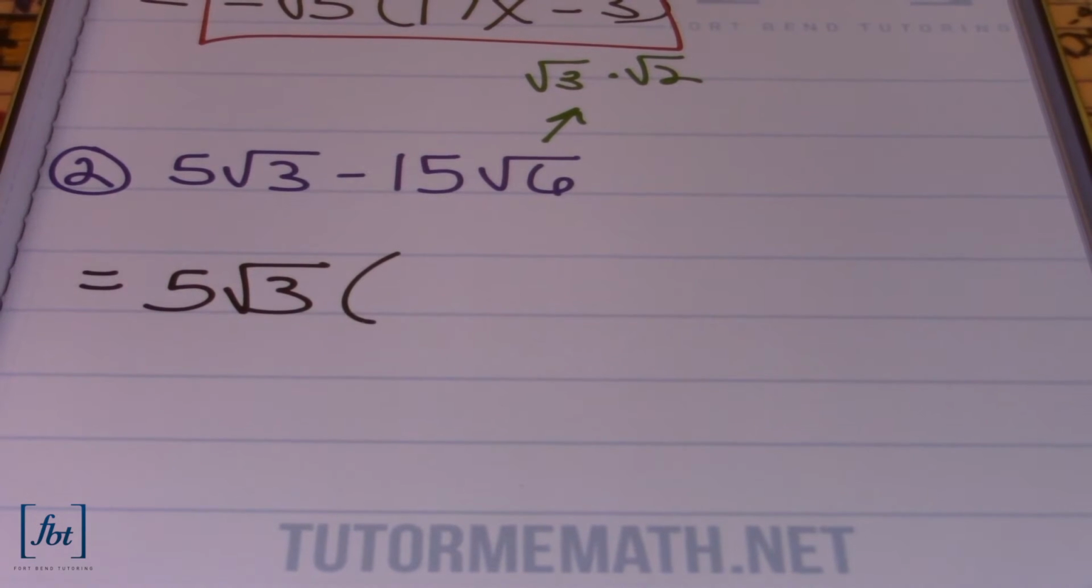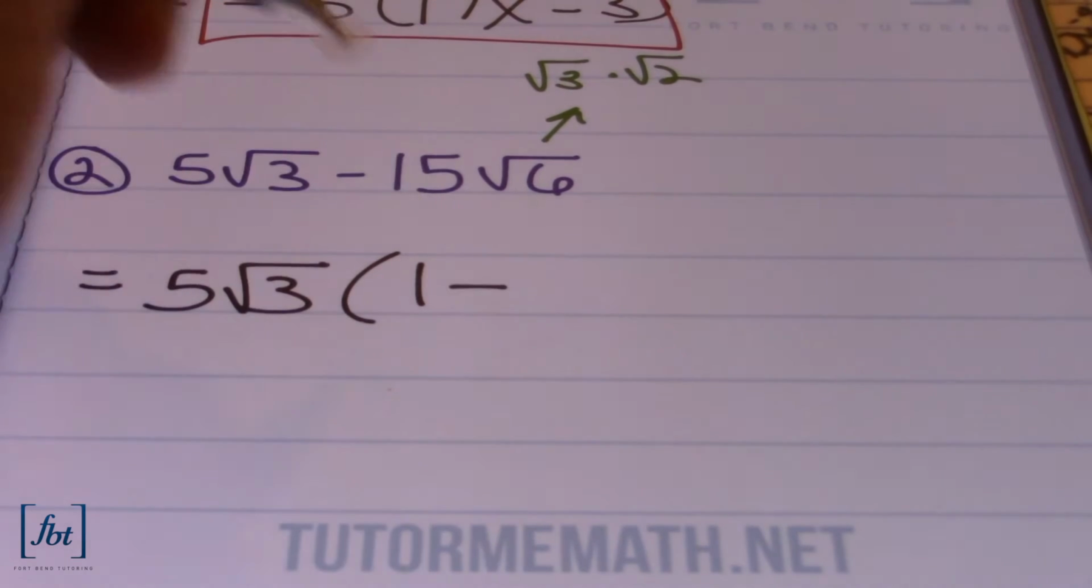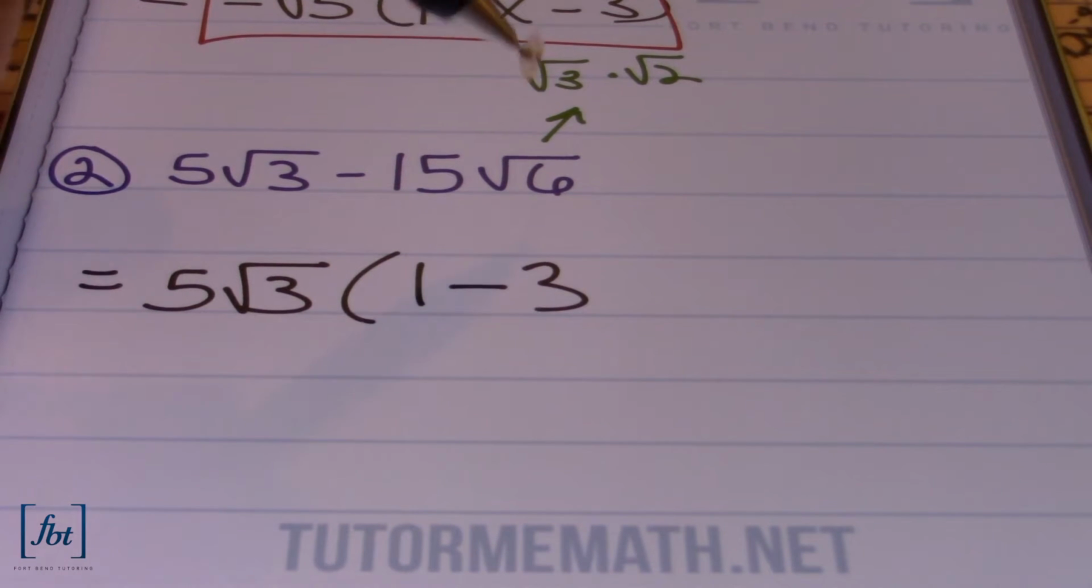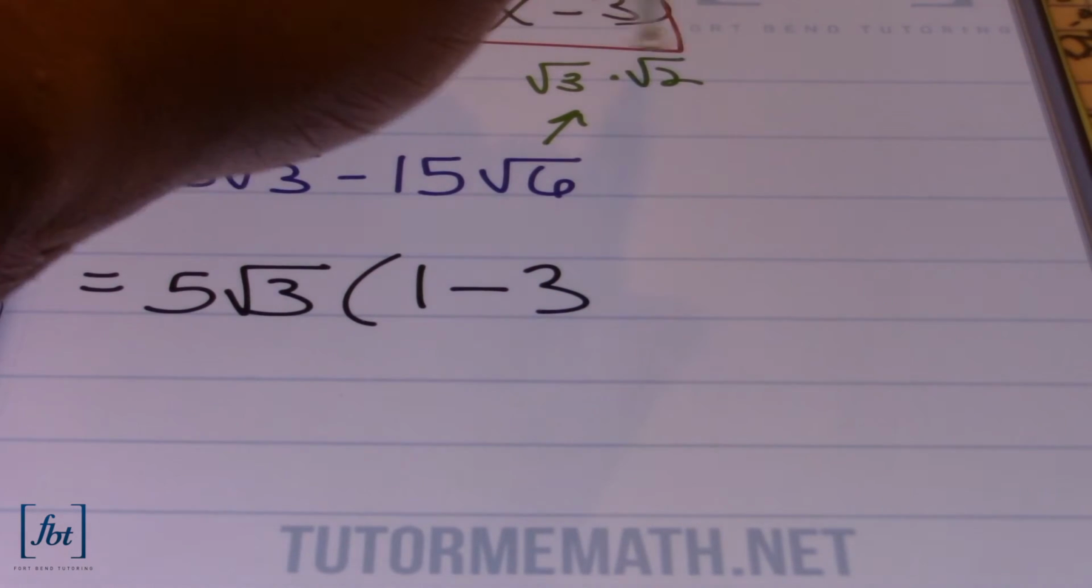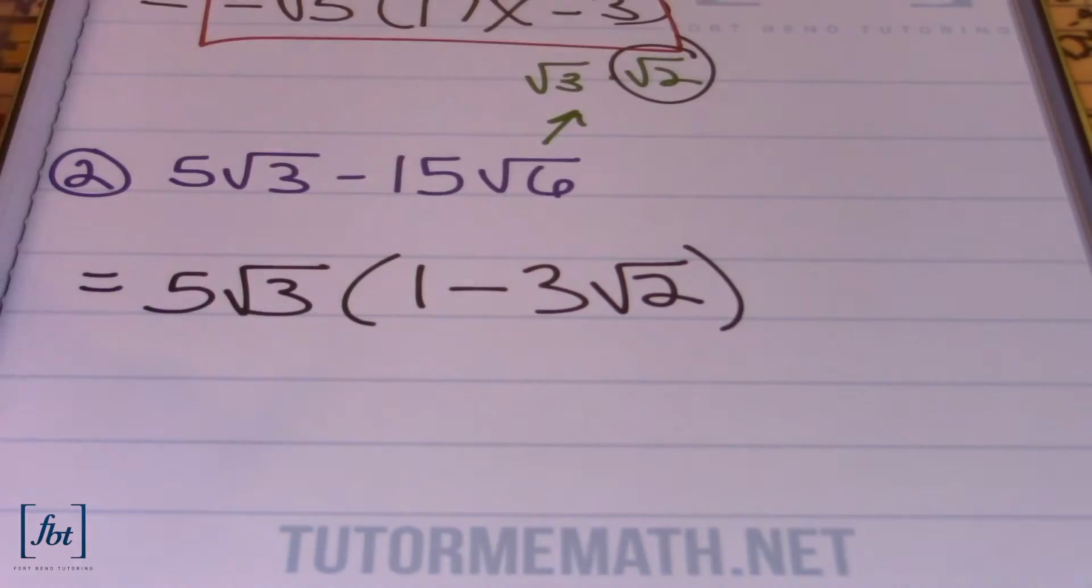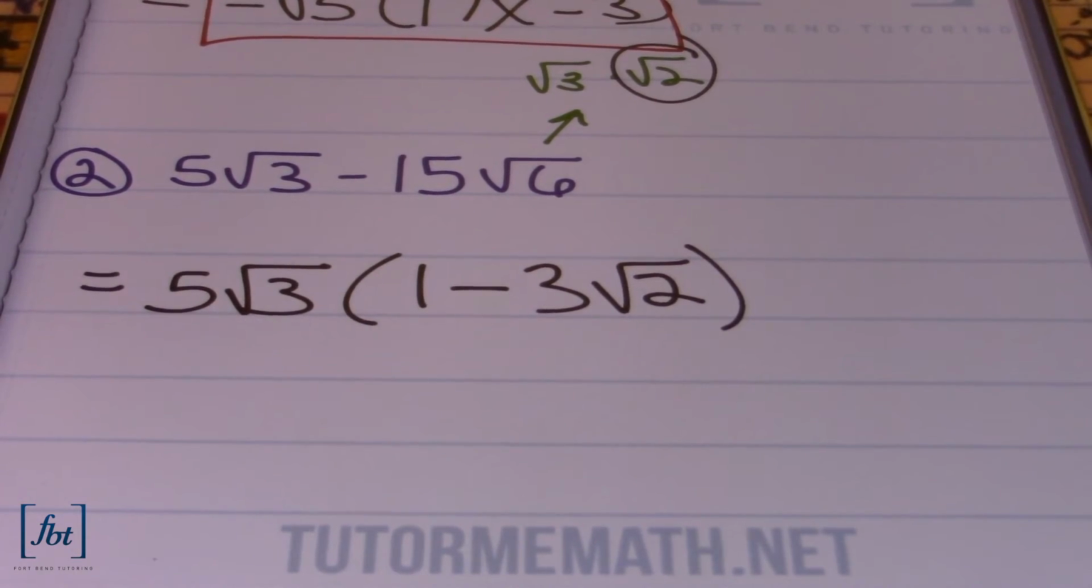What remains here, remember, is that we're dividing each term by 5 times the square root of 3 to get our result. So 5 square root of 3 goes into 5 square root of 3 once. Minus, because 5 goes into negative 15 negative 3 times. And what remains after we factor out the square root of 3 from the square root of 6 is the square root of 2. That completes the factorization of problem number 2.